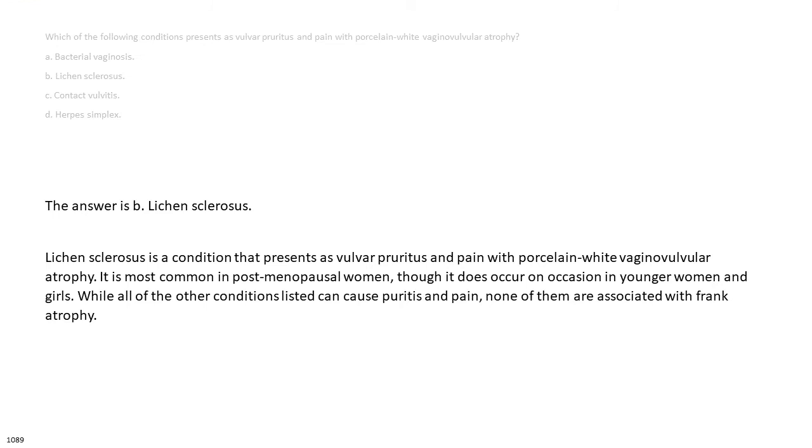The answer is B. Lichen sclerosus. Lichen sclerosus is a condition that presents as vulvar pruritus and pain with porcelain white vulvovaginal atrophy. It is most common in postmenopausal women, though it does occur on occasion in younger women and girls. While all of the other conditions listed can cause pruritus and pain, none of them are associated with frank atrophy.